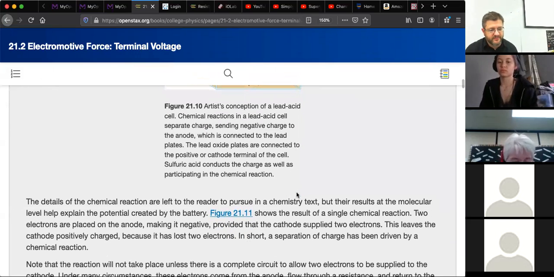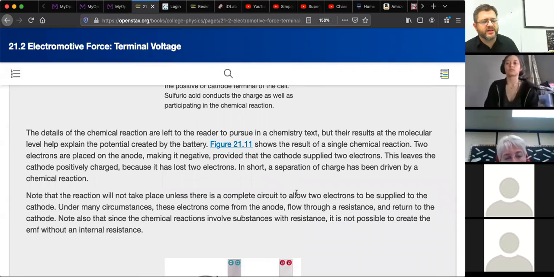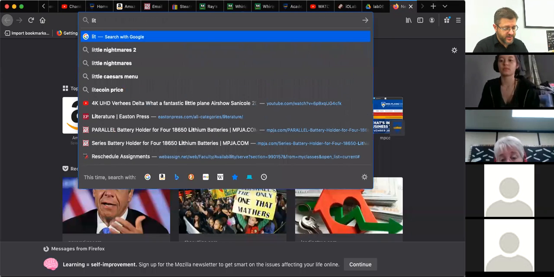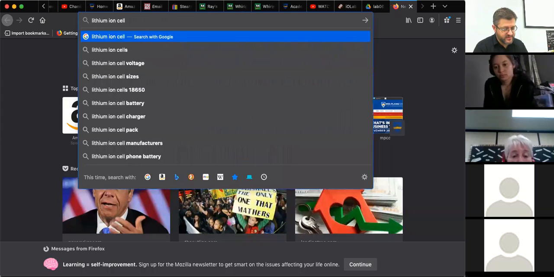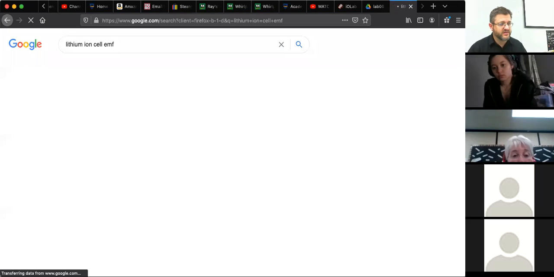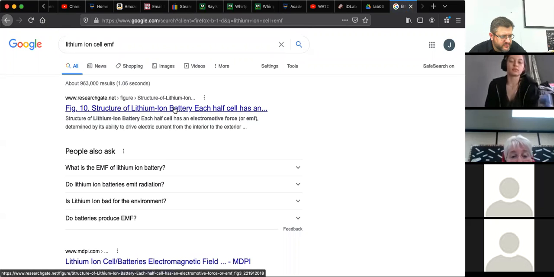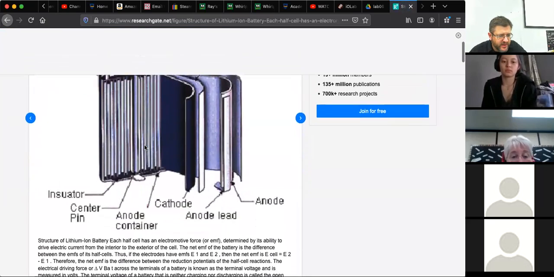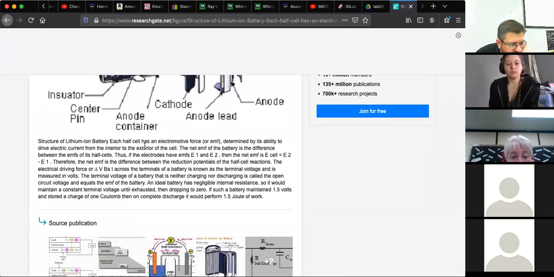How did those compare to a lithium battery? I don't know what a lithium battery cell voltage is. We could look it up. I don't remember what it is. Lithium ion. So lithium ion cell EMF is... here they're showing how it's made. What is the EMF?